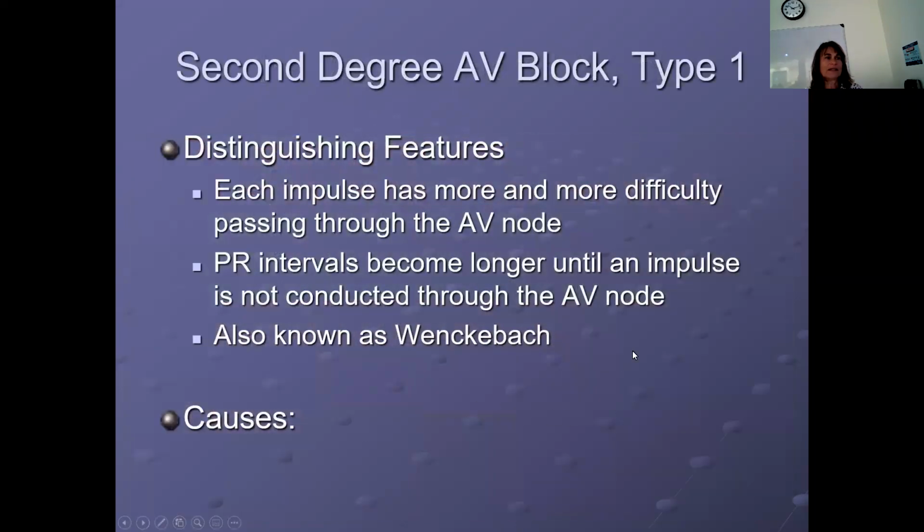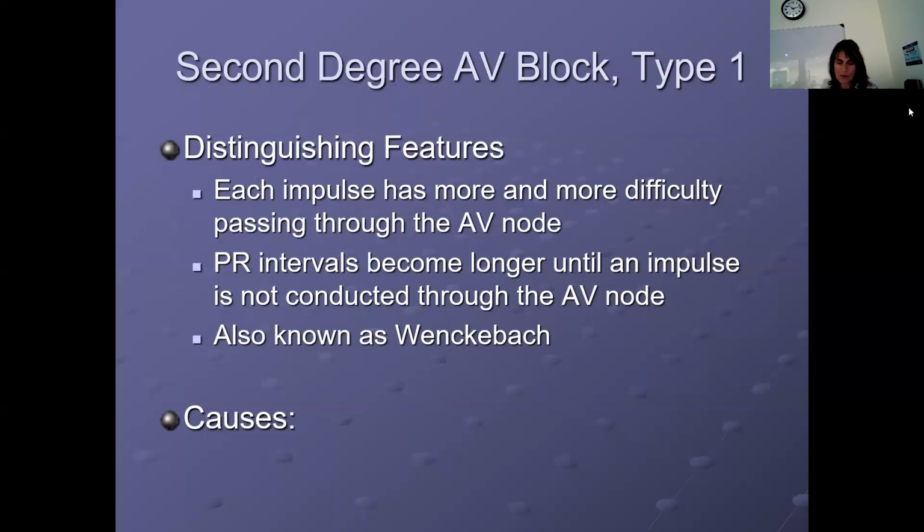All right, the next block, it's a second degree block, but there's 2 types of second degree. There's type 1 and type 2. So with type 1 second degree block, each impulse has more and more difficulty passing through the AV node. The PR intervals become longer until an impulse is not conducted through the AV node. So there will be a missed beat altogether. There's another name for it. It's also called Wenckebach.